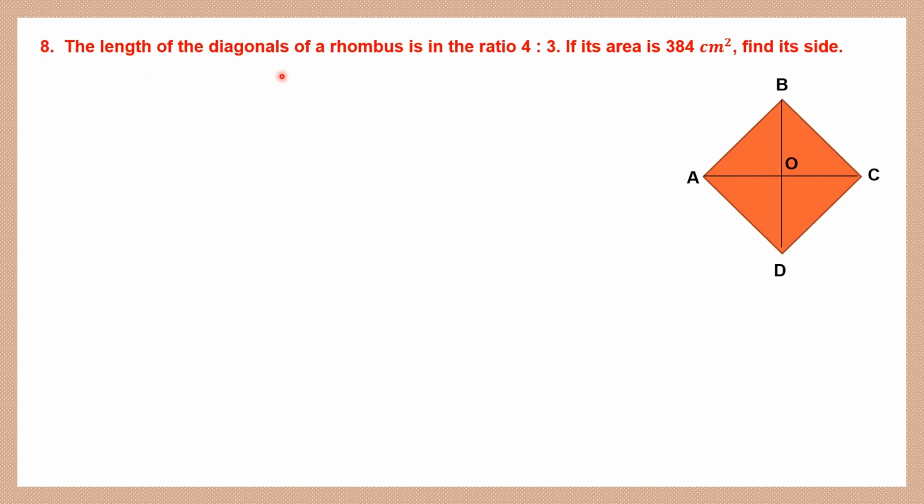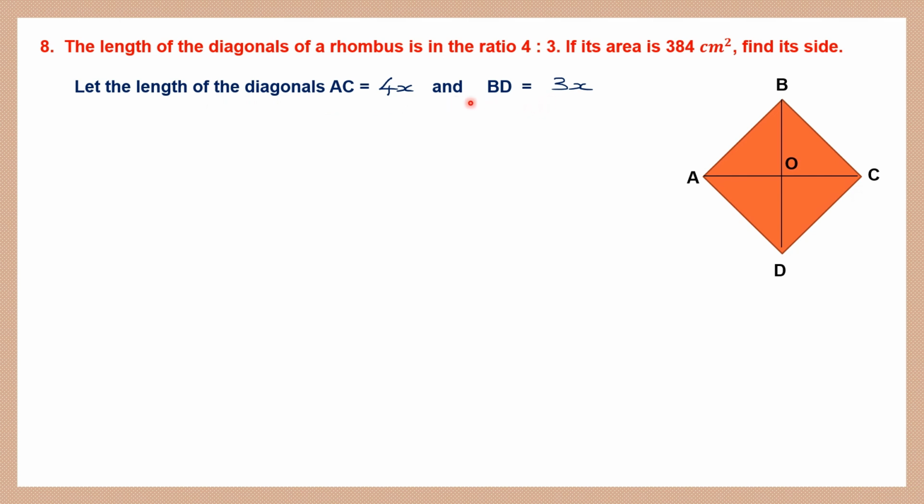Question 8. The length of the diagonals of a rhombus is in the ratio 4:3. And if its area is 384 centimeters square, find its side. So we have to find the side of this rhombus. So let's take the diagonals as AC and BD and let it be 4x and 3x based on the ratio. So let AC be 4x and BD be 3x. So if we can find the value of x, then we can find the length of these two diagonals.